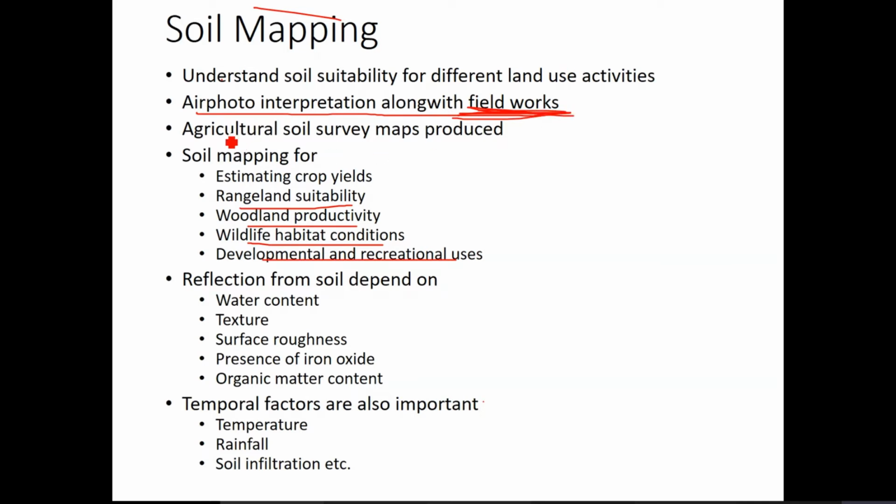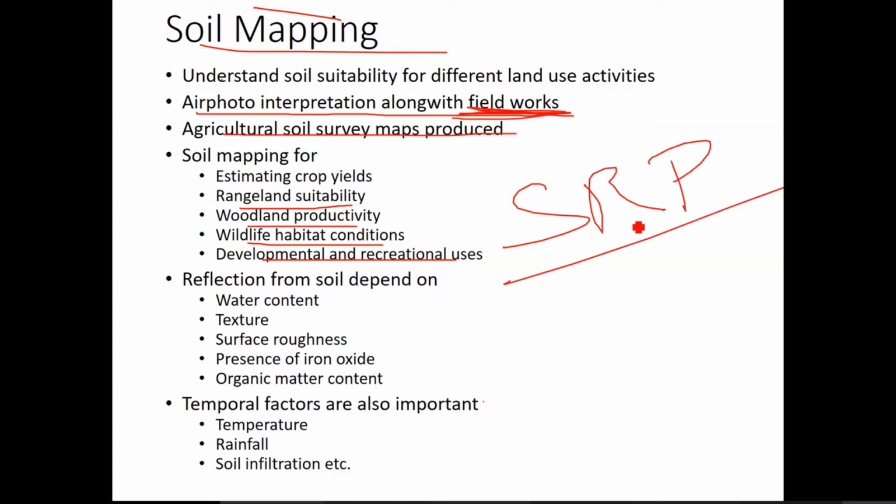Then agricultural soil survey maps are also produced based on soil mapping. So you map a particular region for its various soil types, and you can correlate it with identifying which types of crops are suitable for that particular region, right? Now, how do you do this soil mapping? So it is, of course, based on something called SRPs, right? What is SRP? Yes, spectral reflectance pattern.